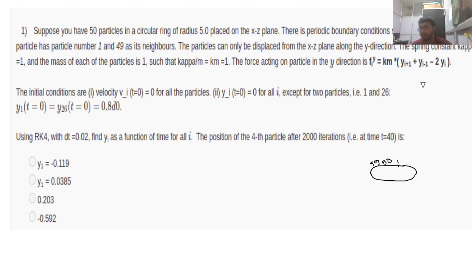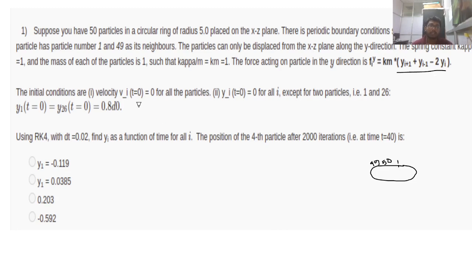So whenever we are trying to write the algorithm, we have to look for this, that we have to assign the nearest neighbors, and this is formed in a different manner whenever we are trying to calculate the equation of motion for the first or 50th particle.